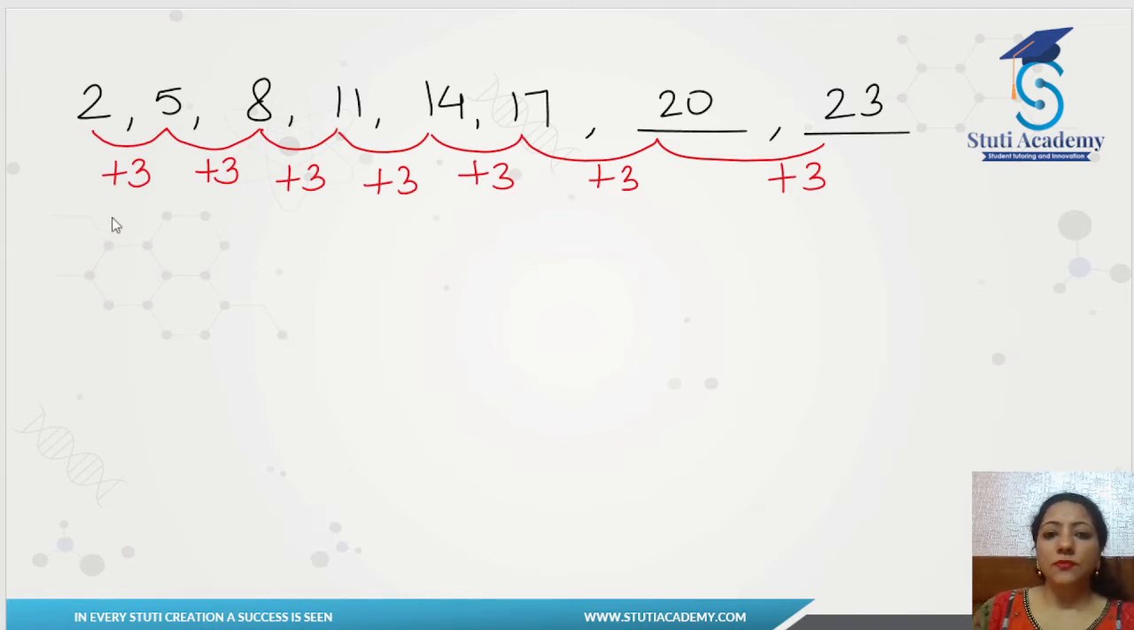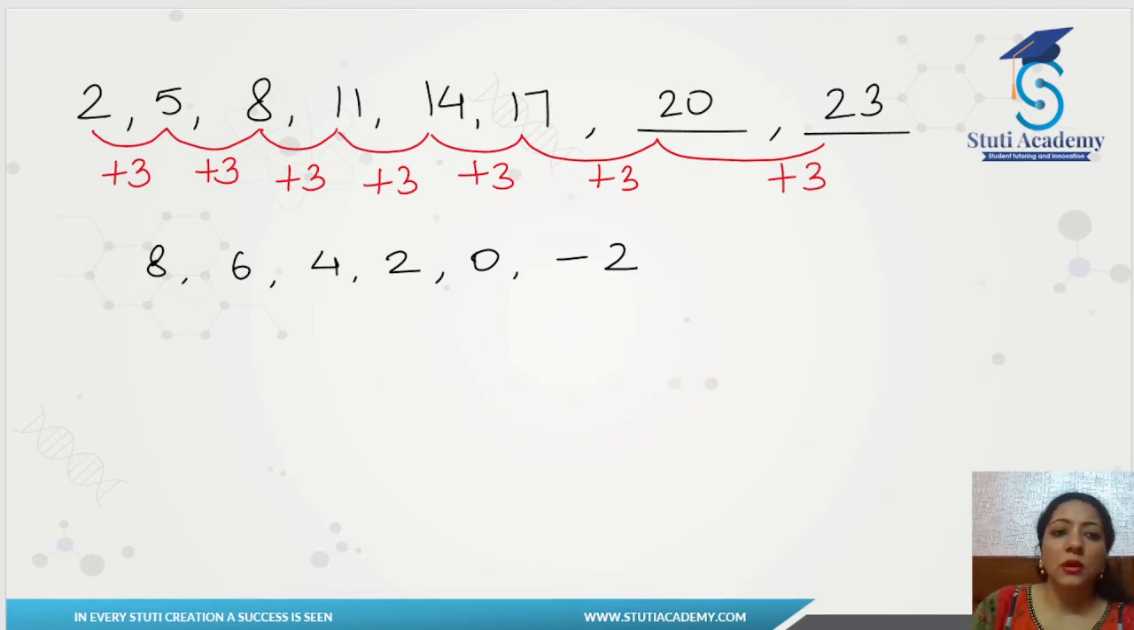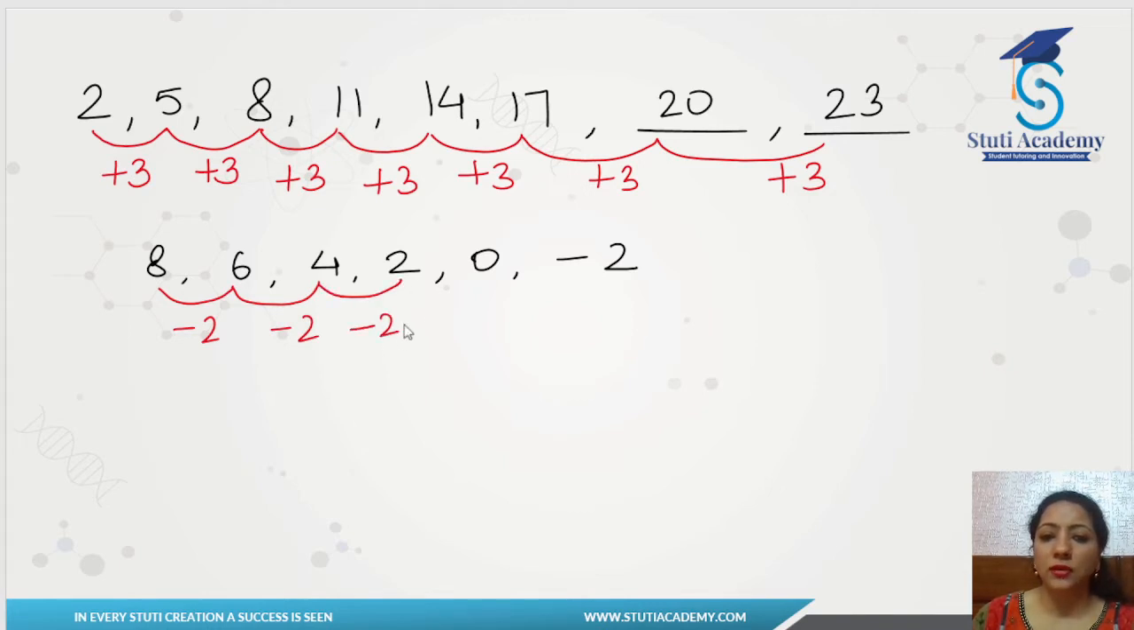Now, please observe the next one. We have 8, 6, 4. The next one would be 2. Very good. After 2, 0. Then minus 2. So please observe this one. We started from 8 and every time we are subtracting 2 to get the next number. Here also we are subtracting 2, and here also we are subtracting 2.